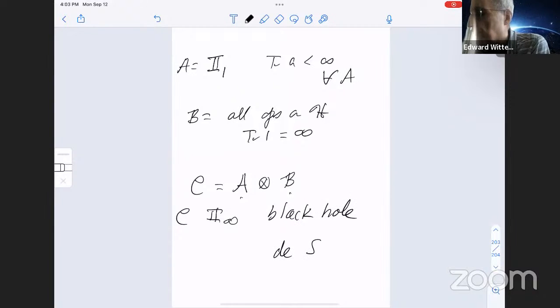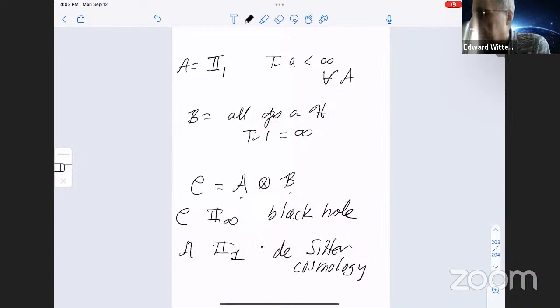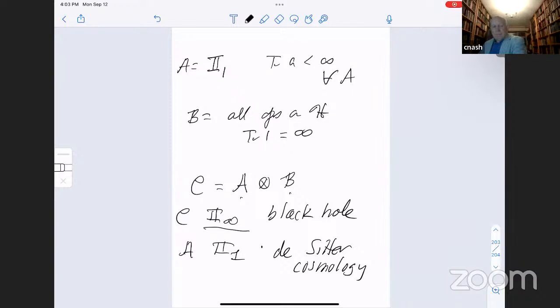I did not have time in the lecture to talk about de Sitter space or cosmology. But for that application, the important algebra is a type 2-1 algebra. So you're mentioning a trace that's only defined for some elements. Maybe Dixmier was talking about a type 2 infinity algebra, but from what little I know, I can't answer the question really. Okay, thanks. Sure. There's another question from Victoria.